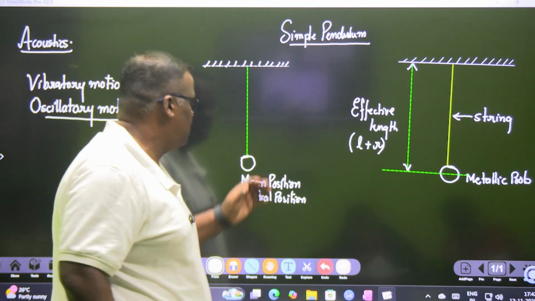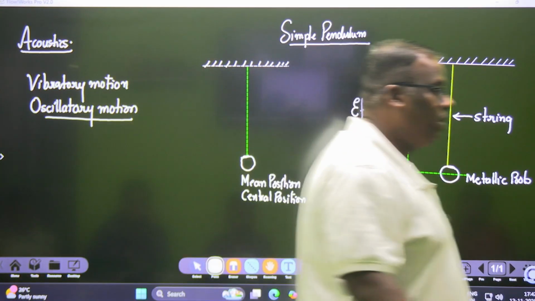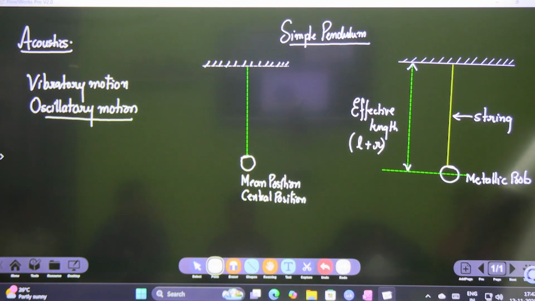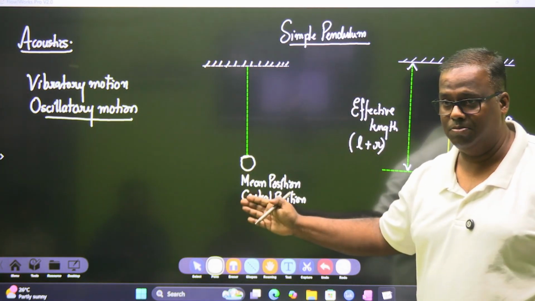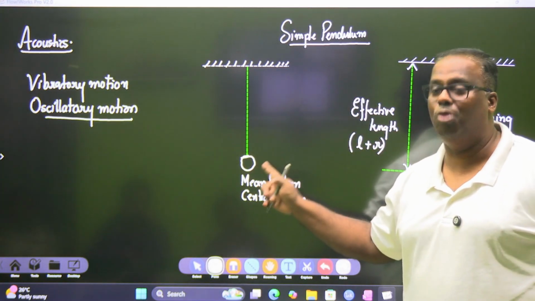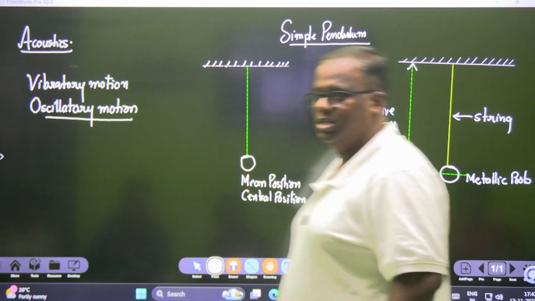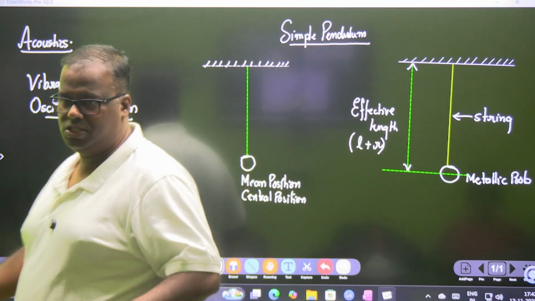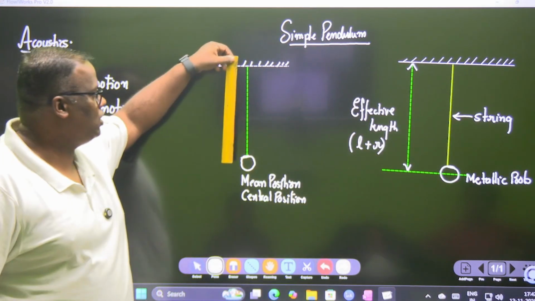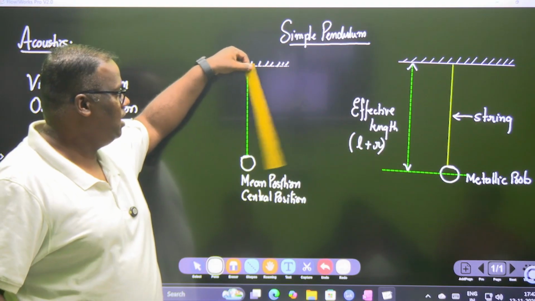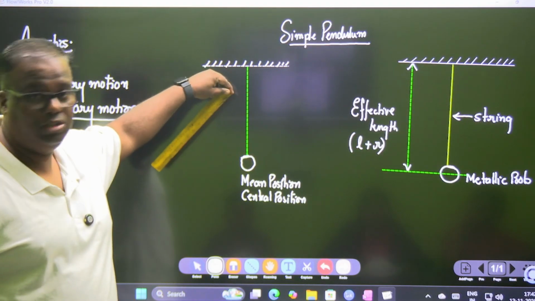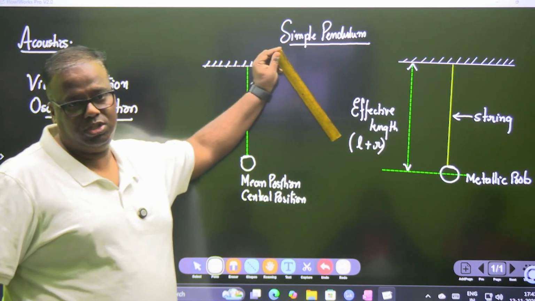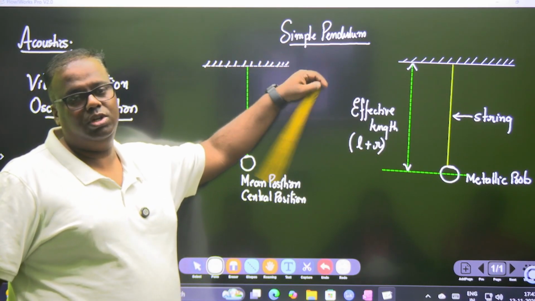Oscillatory motion means the pendulum, the entire system, is in motion. It doesn't mean this is the pendulum. This is the bob. This entire system is known as the pendulum. The pendulum should be in a stretched mode, and in a stretched mode, when it goes across the mean position on the left, then again goes across the mean position on the right, this motion is known as oscillatory motion.